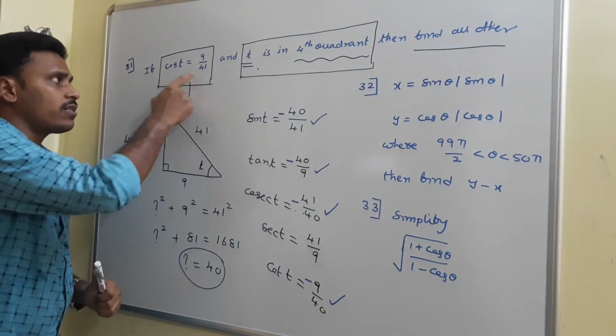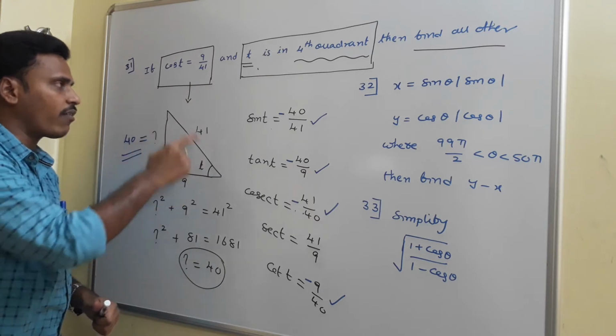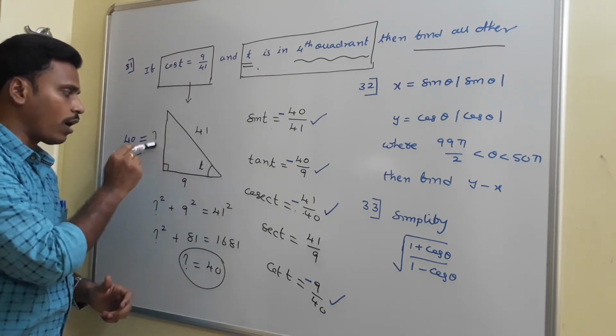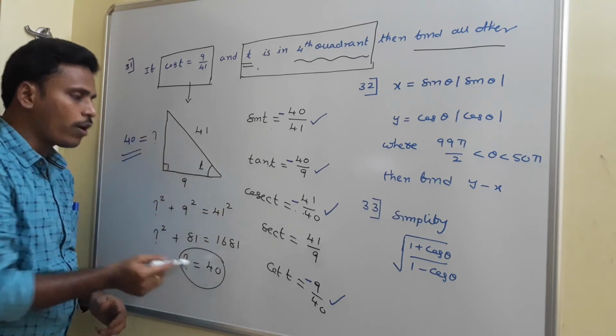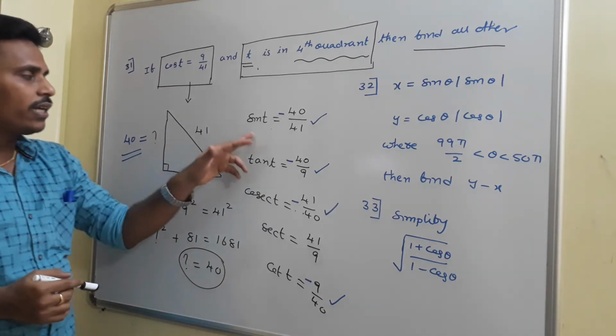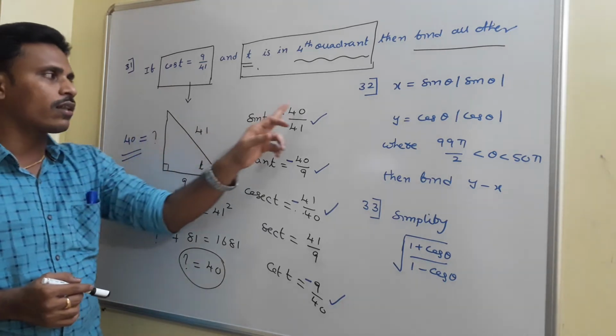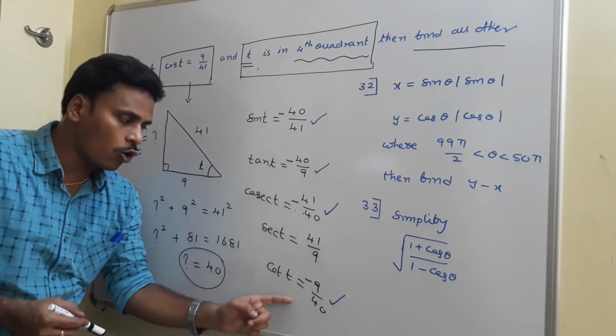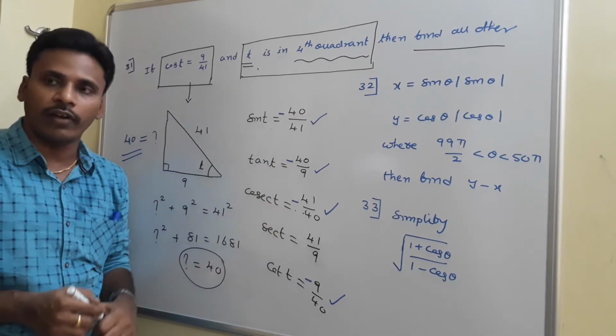Since cos t is 9/41, I constructed a right angle triangle with the angle t. Since 9 and 41 are given, I don't know the side opposite to t. I found it as 40. After having all the sides of this triangle, sin t is just opposite by hypotenuse. That's why I wrote it as 40/41. By using the basic definitions, I wrote the values for all the trigonometric ratios.